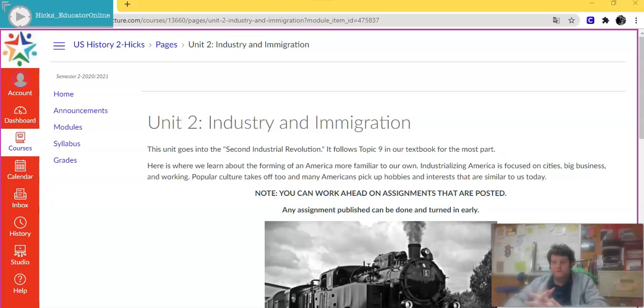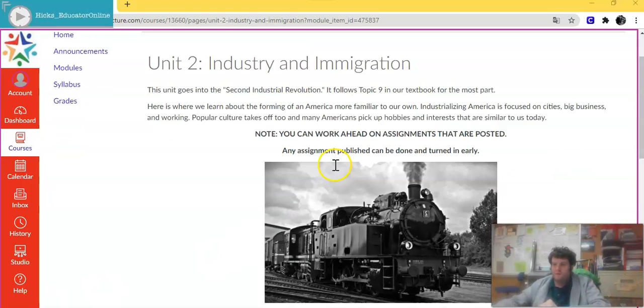Welcome to our second unit. This is a unit tour for my spring 2021 class, and the unit is Unit 2, Industry and Immigration. This covers mostly the Second Industrial Revolution in the United States of America.